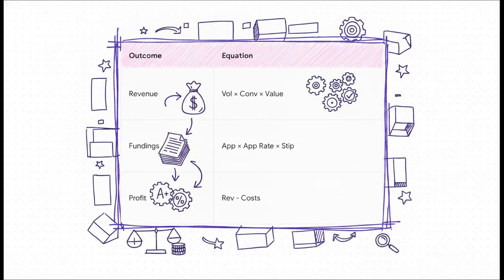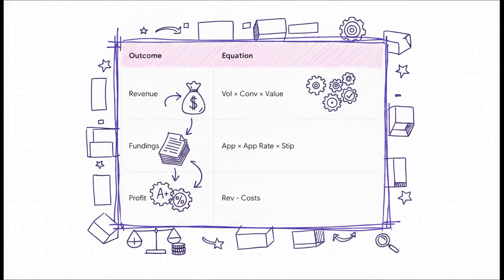And this brilliantly illustrates the very next step, finding your core outcome equation. Most business problems actually sit inside a simple mathematical or causal equation. You really have to ask yourself, what are the specific drivers of this outcome? For example, if you're looking at revenue, it's volume times conversion times value. For a case study on fundings, it's applications times the approval rate times STIP completion. Or if you're looking at profit, well, it's revenue minus costs.